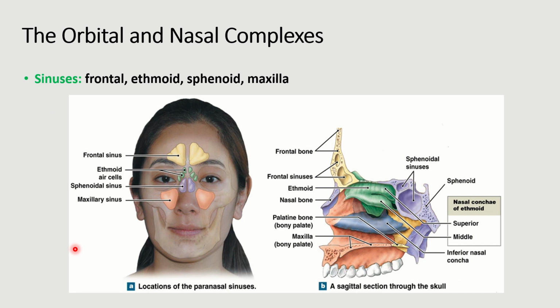Another topic is the sinuses. So you have 4 different sinuses. You have the frontal sinuses. You have the ethmoid sinuses, which are in this area, in the superior and middle nasal conchae. You have the sphenoid sinus, which is this one, below the sella turcica. And you have the maxillary sinus, which is around this area behind the inferior nasal concha.